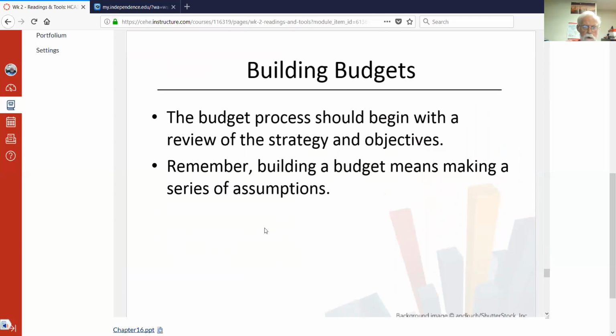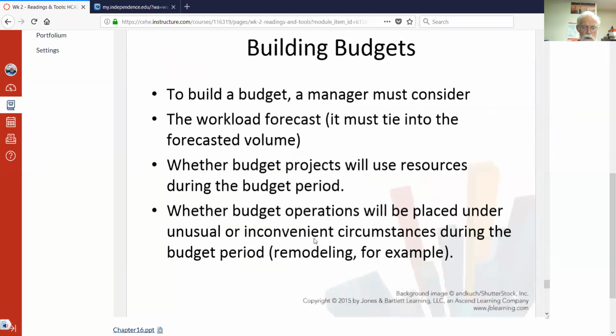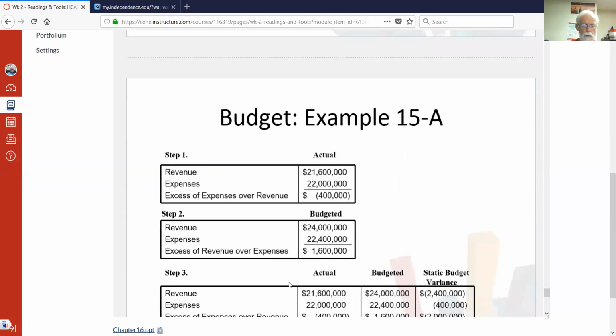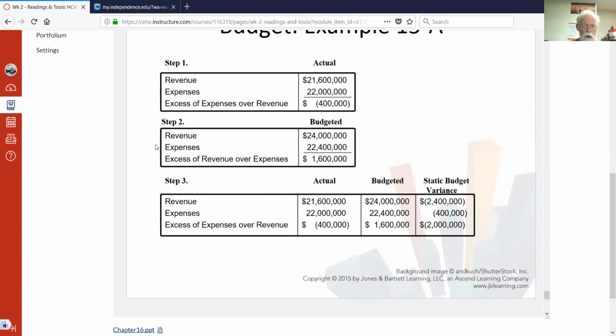So budgets are always based on strategy and objectives, and they are based on assumptions. So we have to look at workload. We have to look at our budget operations. What is happening during the year that might change something, like a special project. So here's a look at one thing.